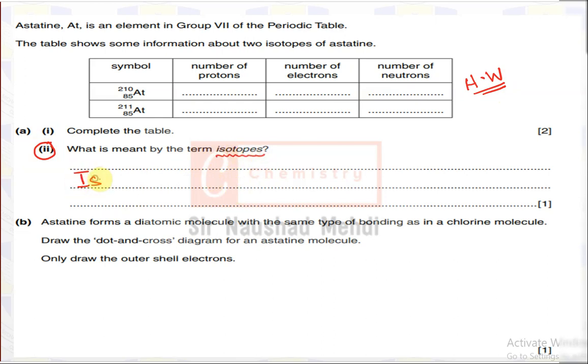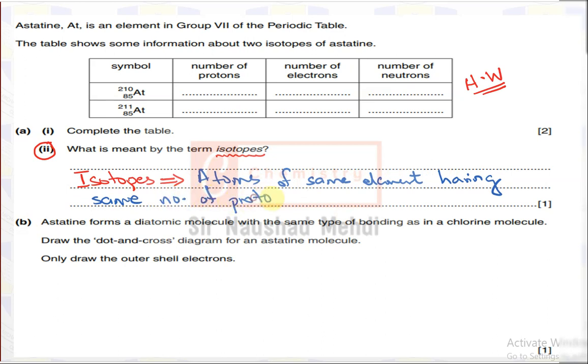You all know that we have discussed the topic of isotopes. Isotopes are atoms of the same element having the same number of protons but a different number of neutrons. So those atoms which have the same protons but different neutrons.